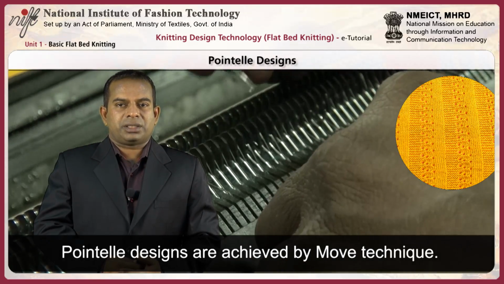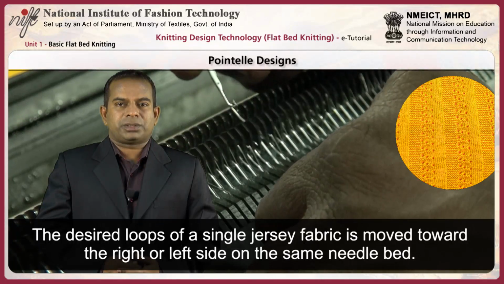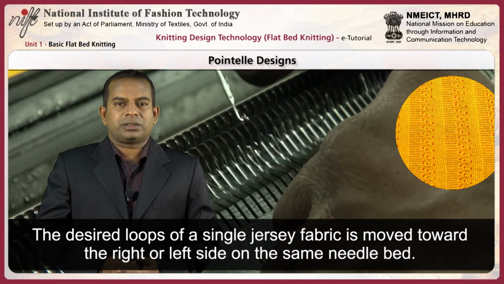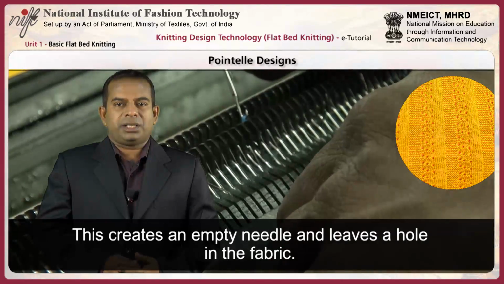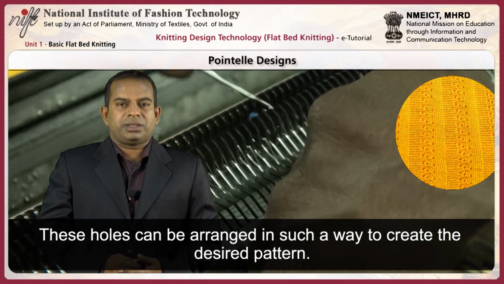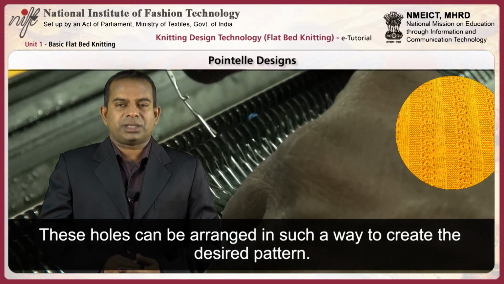Point-tailed designs are achieved by move technique. The desired loops of a single jersey fabric is moved towards the right or left side on the same needle bed. This creates an empty needle and leaves a hole in the fabric. These holes can be arranged in such a way to create desired pattern.